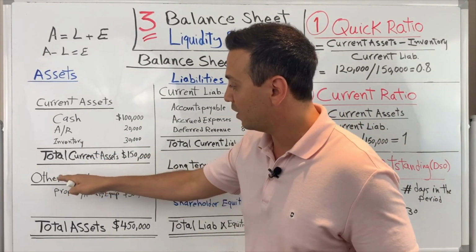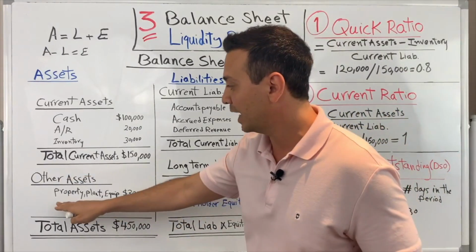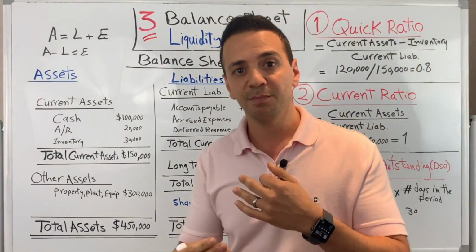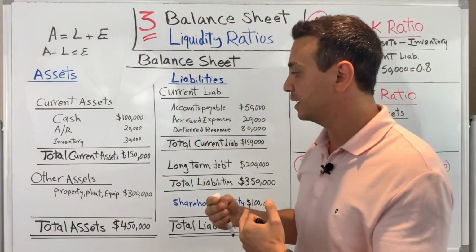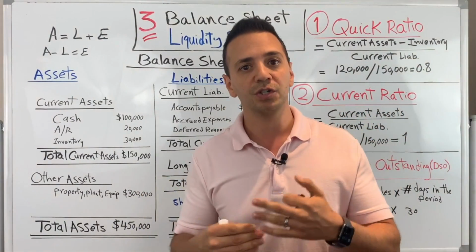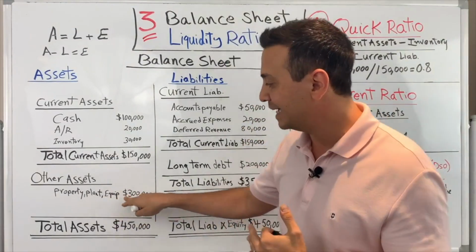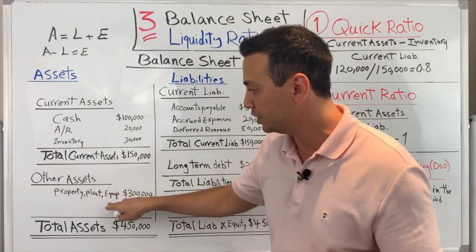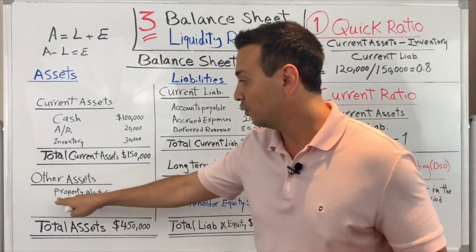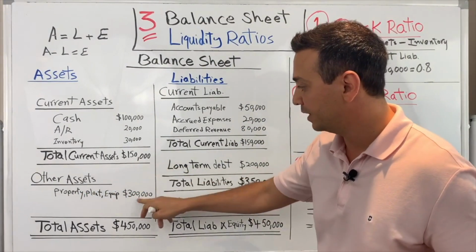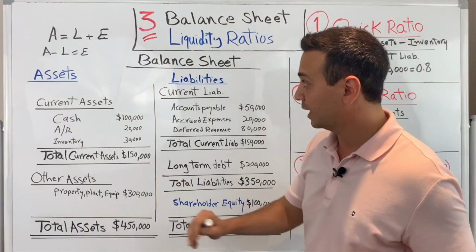Next, after that, we have other assets, and in this example, we have property, plant, and equipment, and these are more investment from the company in its future. So this is things like the office or the furniture or the computers that the company is using. And usually it's presented on a net basis from accumulated depreciation. So in this case, we have property, plant, and equipment for $300,000. When you add up 150 and 300, you have 450 total assets.